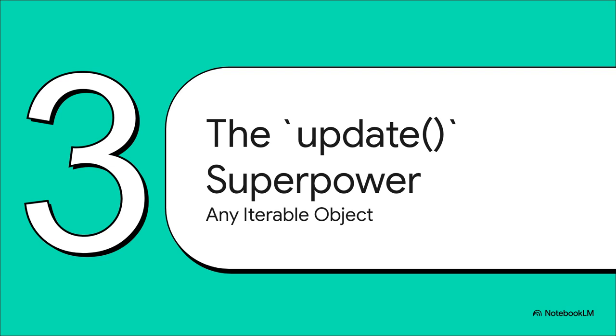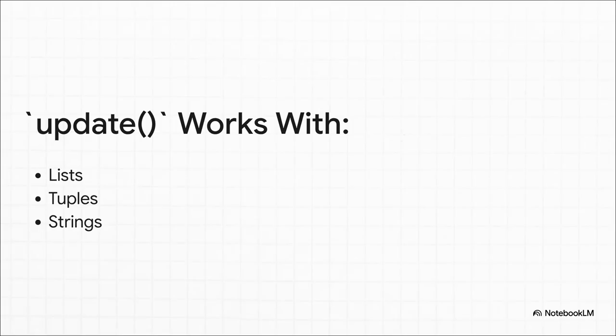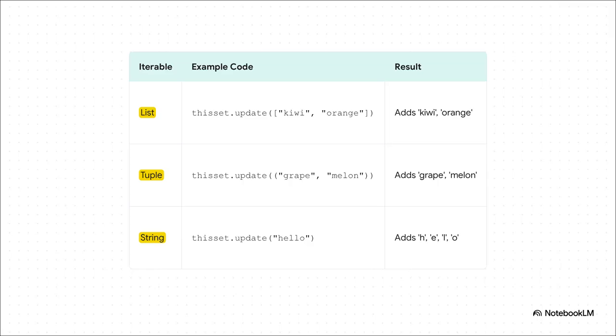It turns out updating can grab items from any kind of collection. I'm not kidding. You can throw a list at it, a tuple, even a string, and update knows exactly what to do. This makes it an absolutely fantastic tool when you're trying to pull data together from different places. Let's actually look at how this works. If you give it a list with kiwi and orange, they both get added. Same thing with a tuple of grape and melon. But check out the string example. This one's a little tricky.